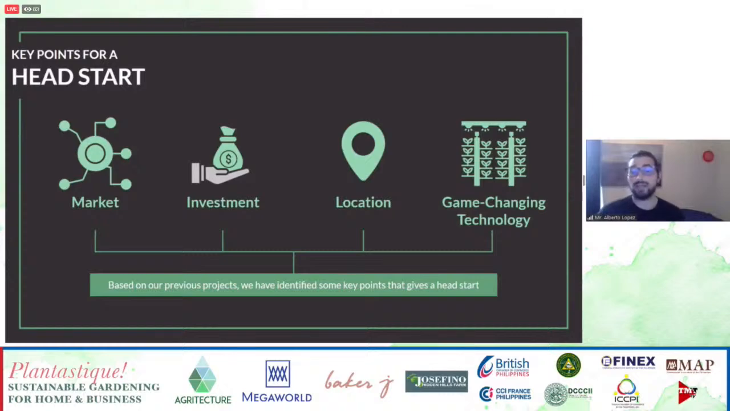Maybe you have your own location, so you have a place, an unused space that you want to use for commercial urban farming. Obviously, it's really beneficial because you don't have the rent or, let's say, land costs in your balance sheet. And this is particularly important in urban farming since the cost per square meter in cities is really, really high sometimes. Finally, you have a game-changer technology.